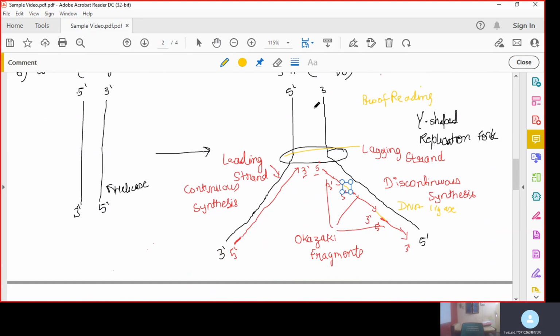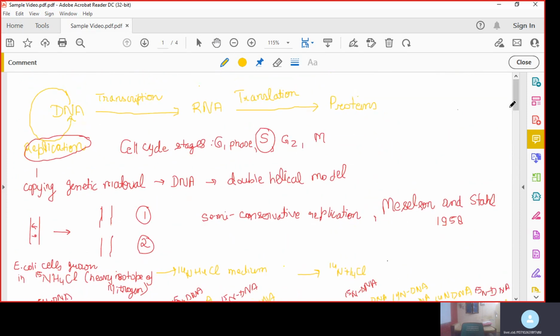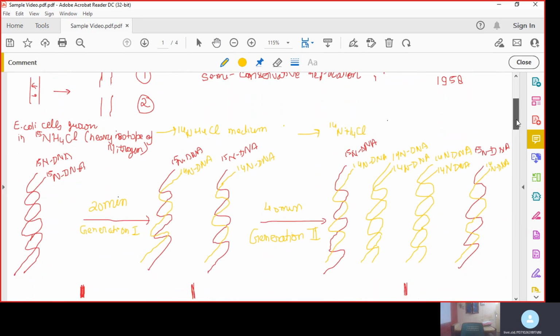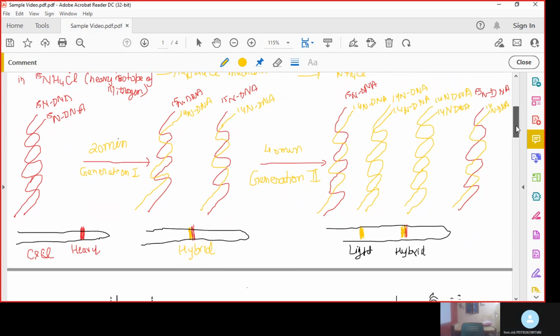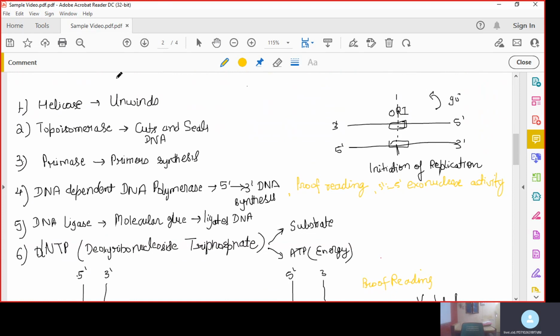So let's have a quick revision. Till here, we saw the central dogma of biology. Then, moving to DNA replication, we learned the definition, the semi-conservative mode of replication, and the Meselson and Stahl experiment, in which it was concluded that the mode of replication is semi-conservative. Then we came to know about the enzymes and machinery involved in DNA replication.